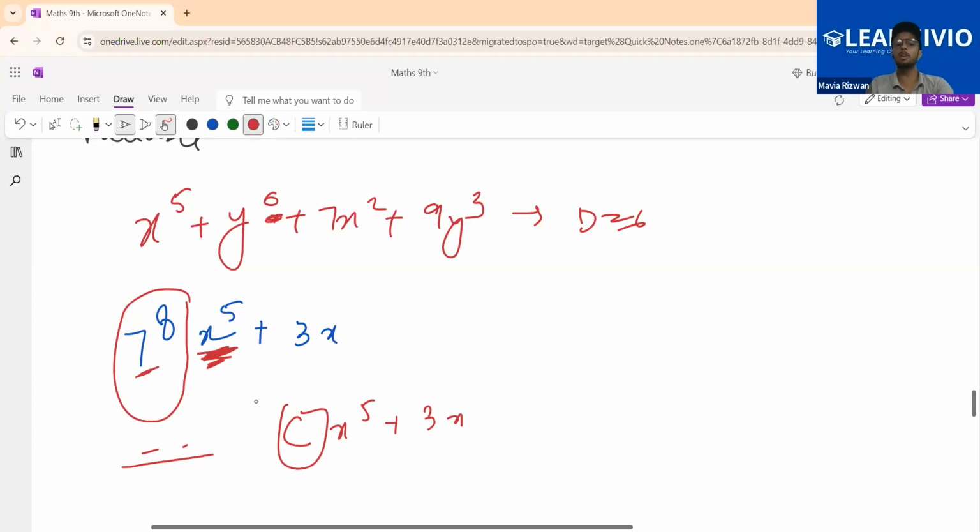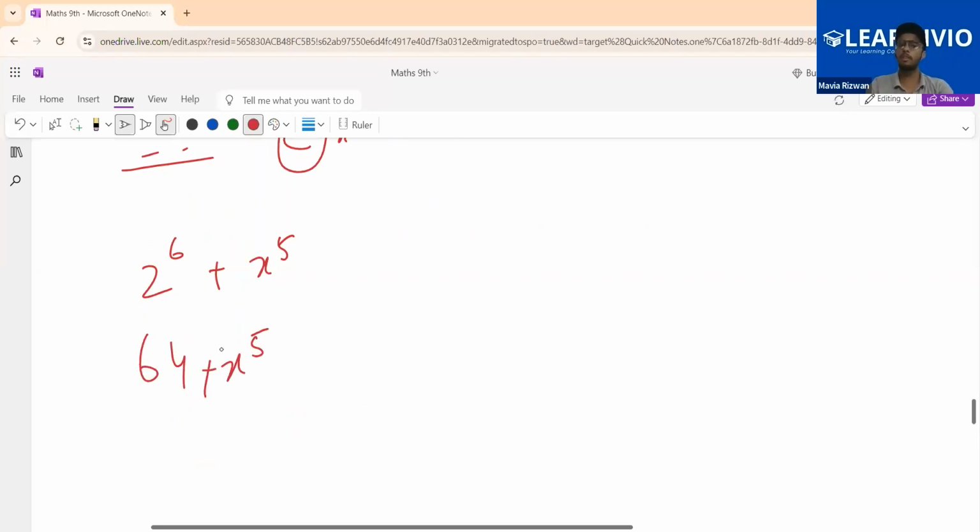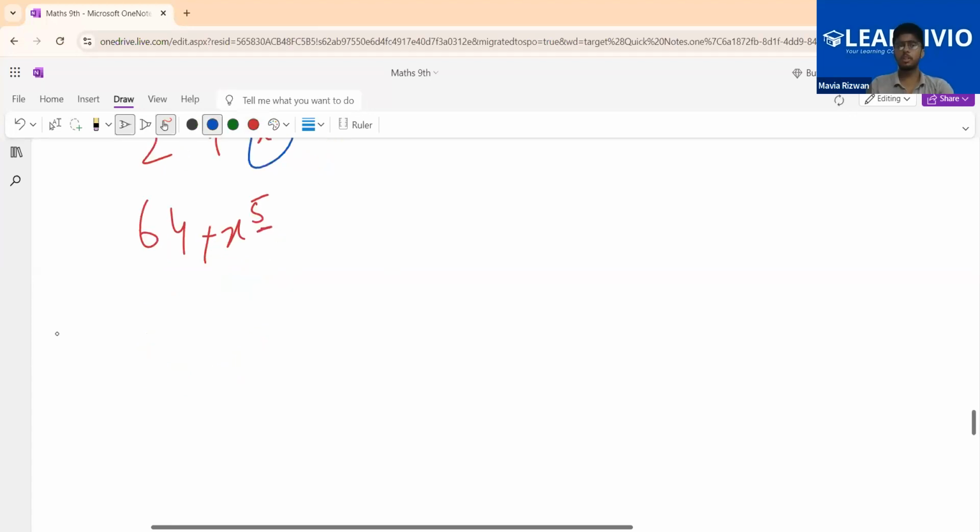I'll give you another example. Suppose I write 2 raised to the power 6 plus x raised to the power 5, what is the degree? If you say 6, see, I can write 2 raised to the power 6 as 64. So 64 plus x raised to the power 5. Now the degree is 5. So actually, we only look at the power of the variable. Okay, so this is very important.